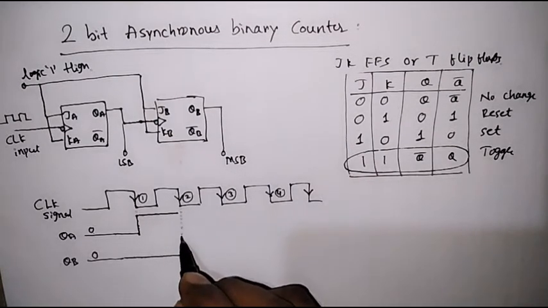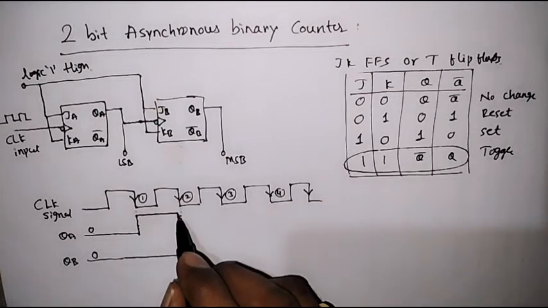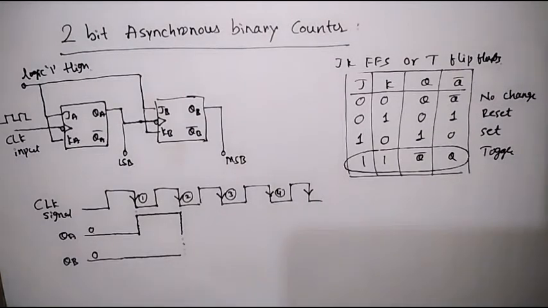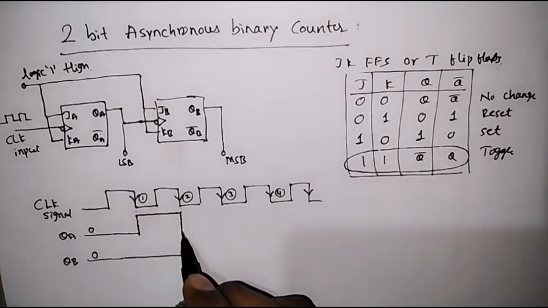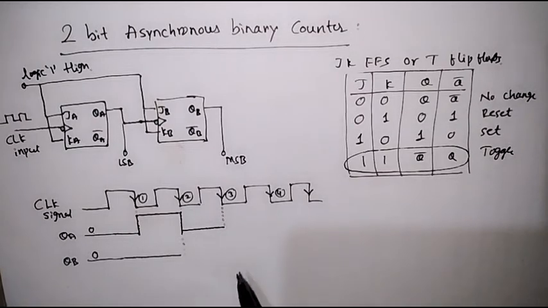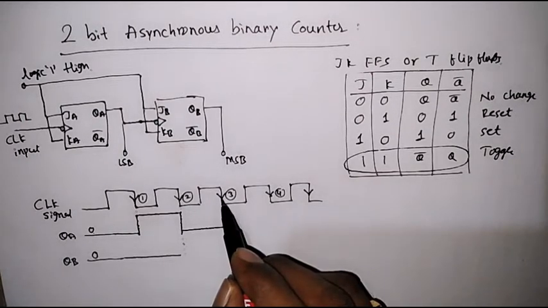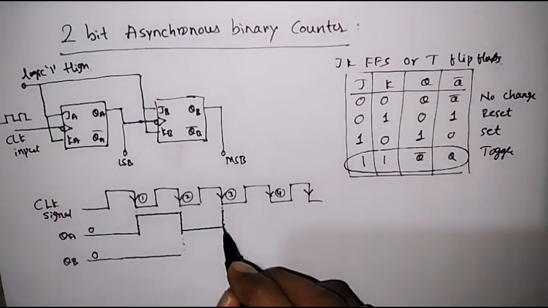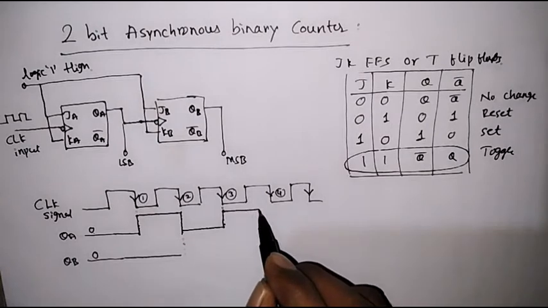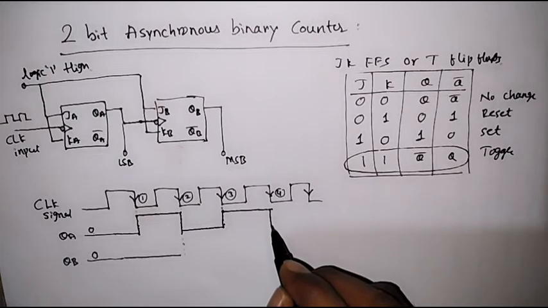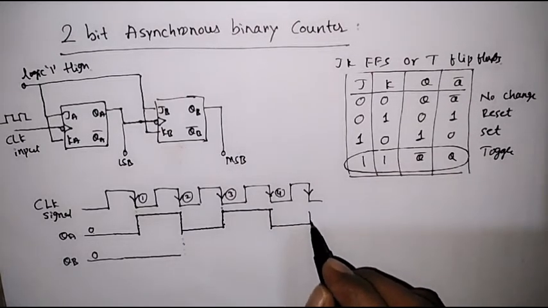When the next clock pulse arrives, this flip-flop again toggles, it will go down, then it will follow the same 0 state until the next clock pulse arrives. When the third clock pulse arrives, again the JK flip-flop will toggle, it will go high, and it will be in the high state until the next clock pulse arrives. Then after the next clock pulse arrives, it will again toggle, and this process will continue.